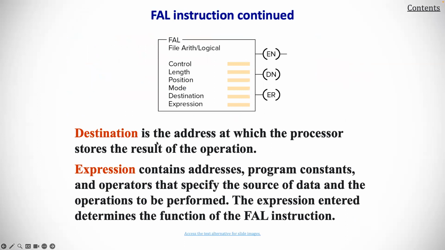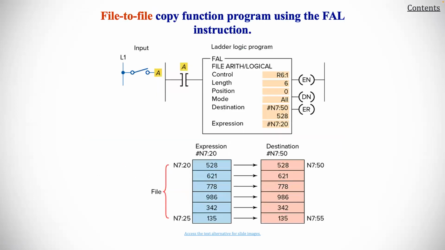So continuing, the destination is the address in which the processor stores the results of the operation, and the expression contains addresses, program constants, and operators that specify the source of data and the operation to be performed. The expression entered determines the function of the FAL instruction. So here is just showing you how you can do a file-to-file copy function using the FAL instruction.